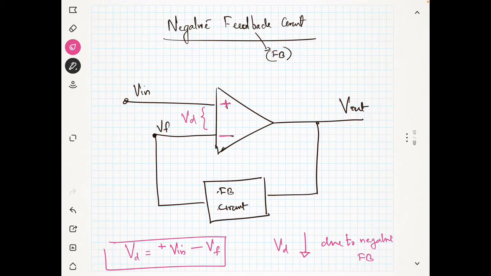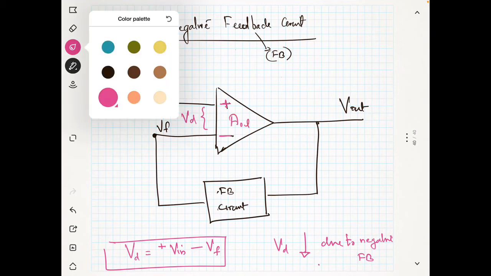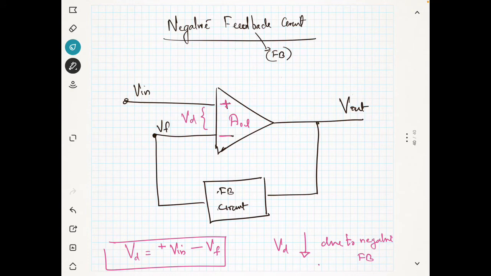Because of that, we will always be using negative feedback to control the gain. The open loop gain of this op-amp was A_OL. But if you see the overall gain, what does the overall gain mean? Now this is in the closed loop. So the closed loop gain, we will be calling it the output divided by the input.